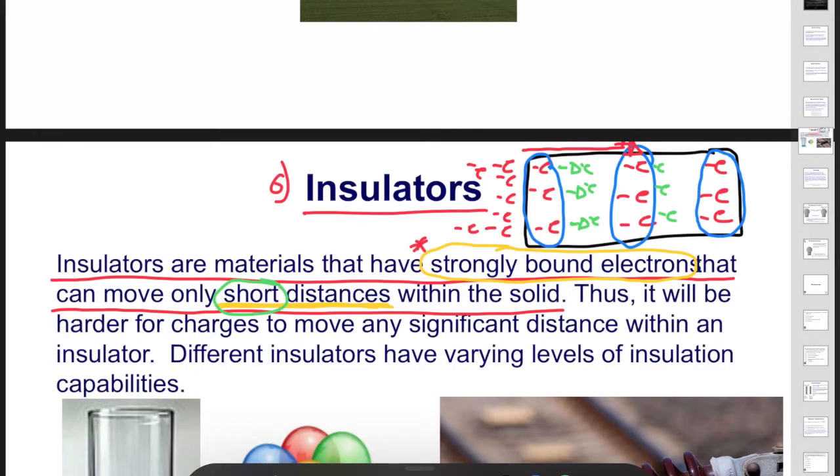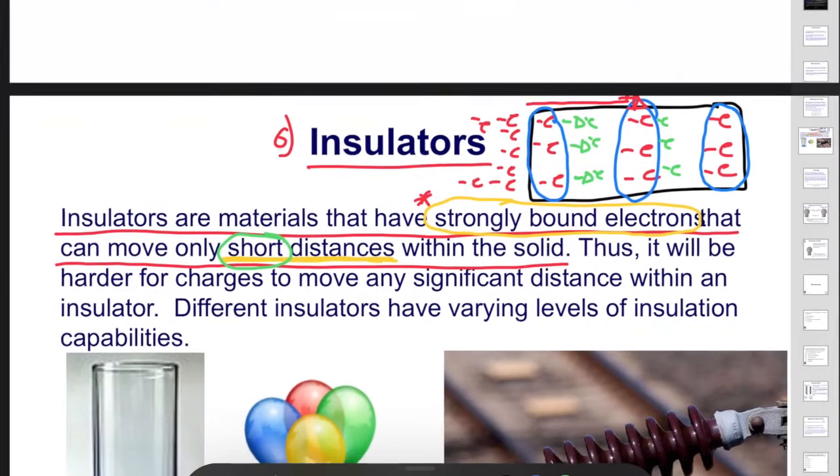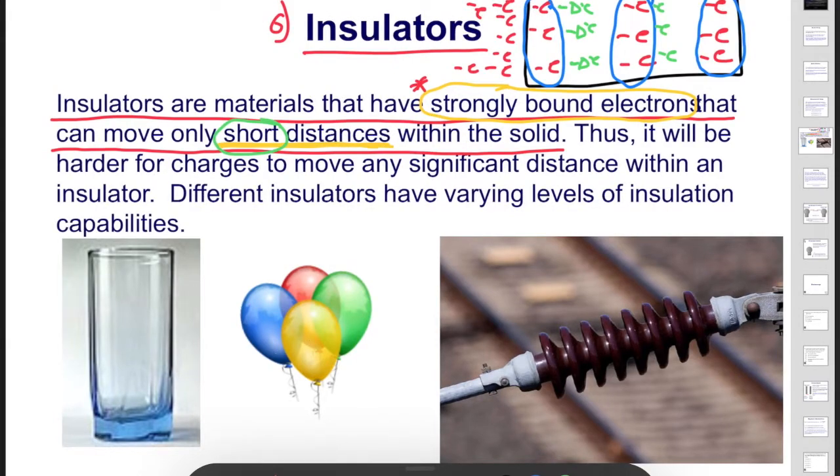Okay? Now, going to the second sentence right here, it will be harder for charges to move any significant distance. That means they will be able to move, but the distance will be really, really small. Now, with different insulators, we have different levels of insulation. That means that depending on the material that you use, the electrons are going to be moving more distance or less distance. Okay? Now, right here I have three different examples.